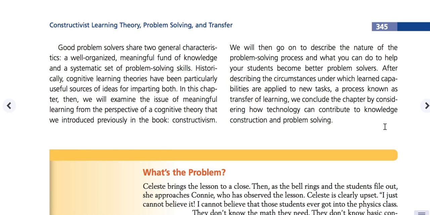We will then go on to describe the nature of the problem-solving process and what you can do to help your students become better problem solvers. After describing the circumstances under which learned capabilities are applied to new tasks, a process known as transfer of learning, we conclude the chapter by considering how technology can contribute to knowledge construction and problem solving.